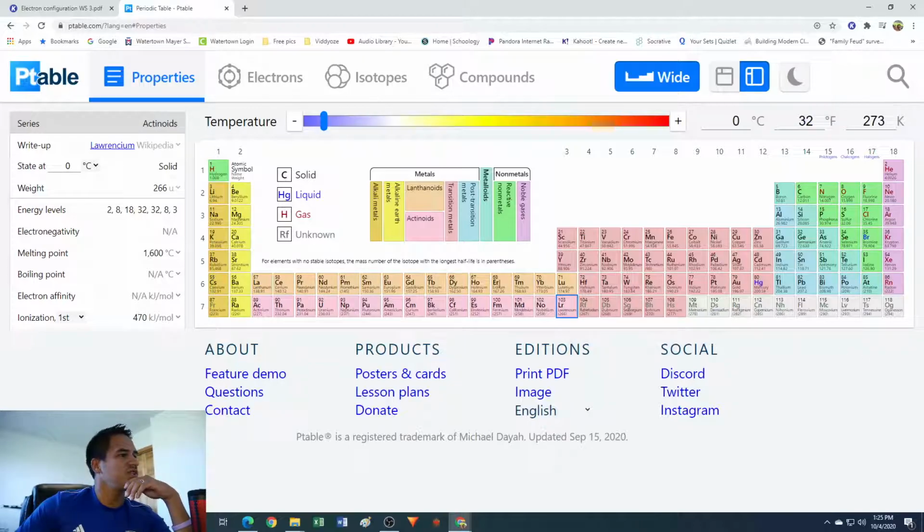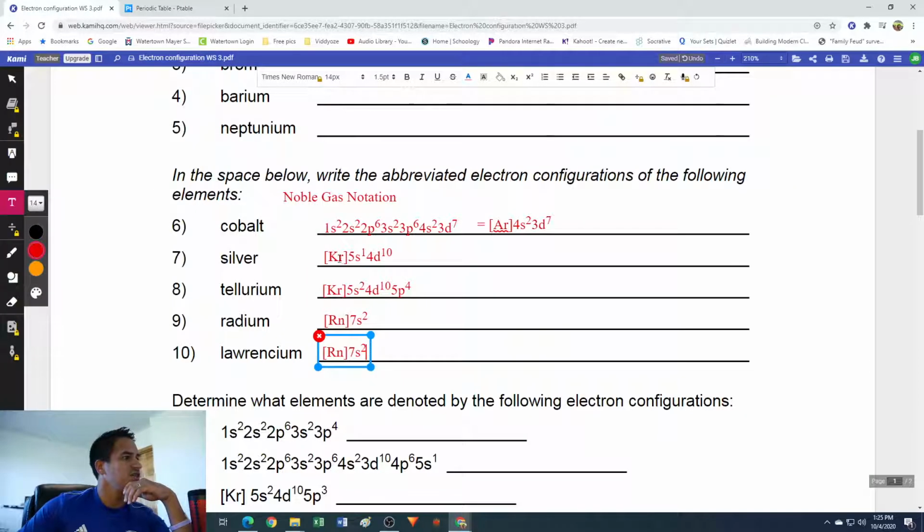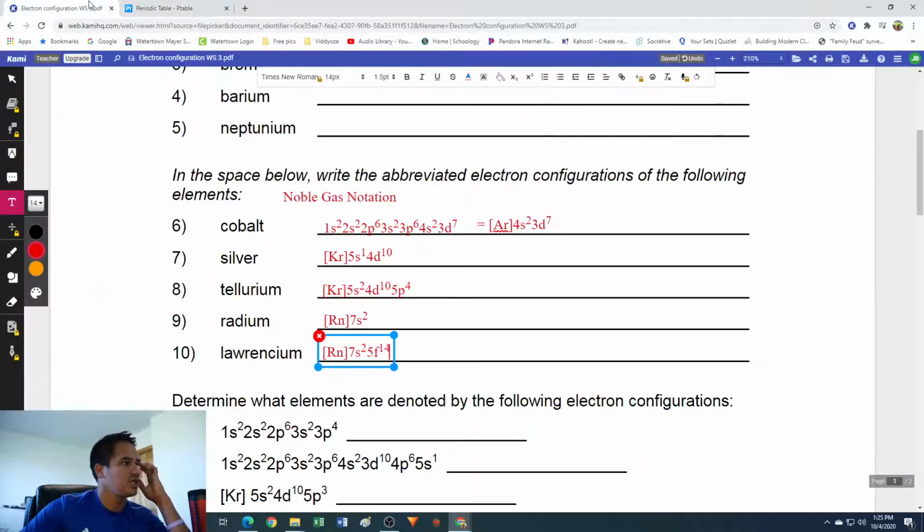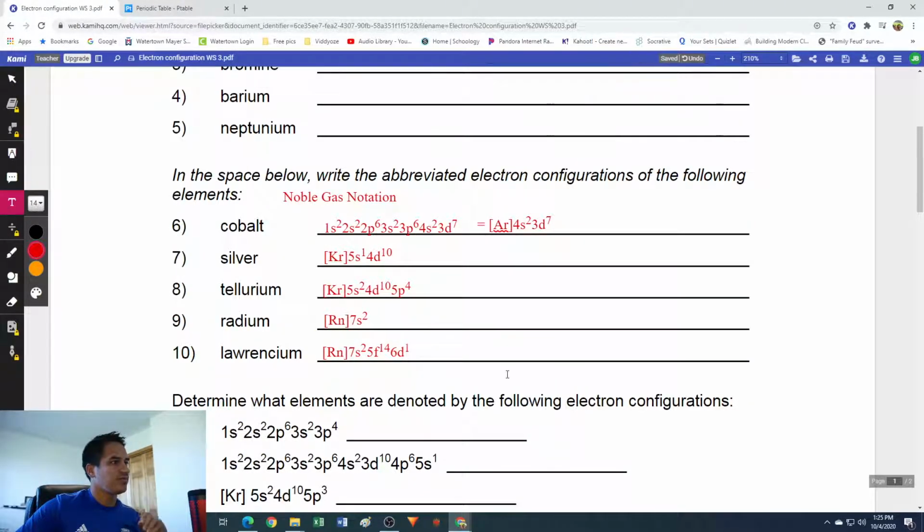So anyway, we're in the F block here. So we have 5f. 1, 2, 3, 4, 5, 6, 7, 8, 9, 10, 11, 12, 13, 14. So this is going to be 5f14. And then we are 1 into the D block. So this would be 6d1. Okay, and that is our shorthand for Laurencium.